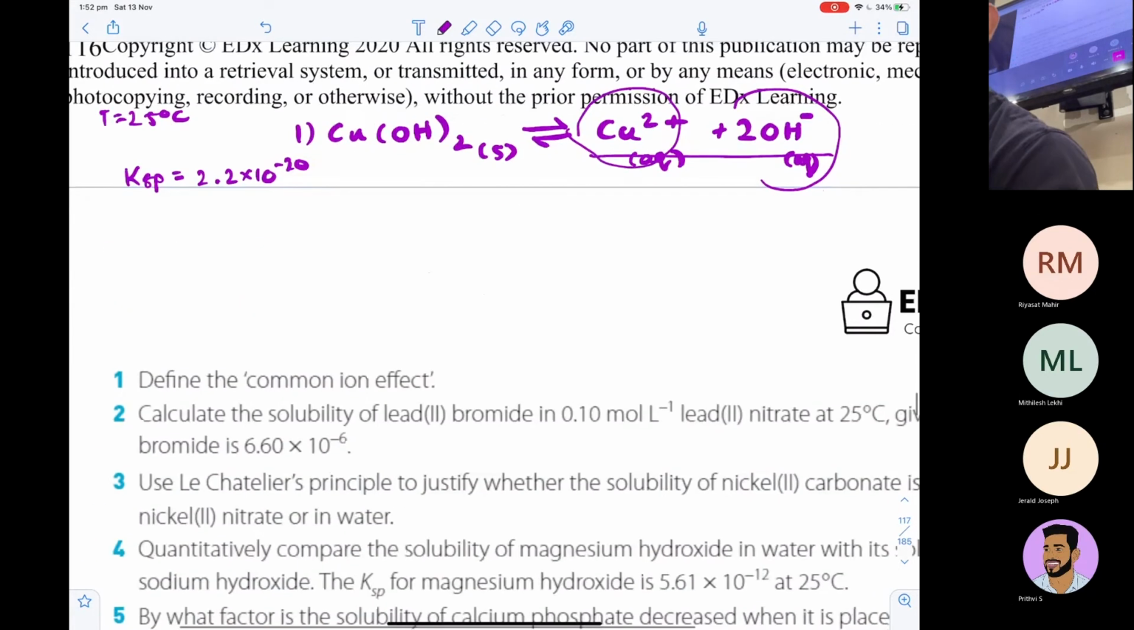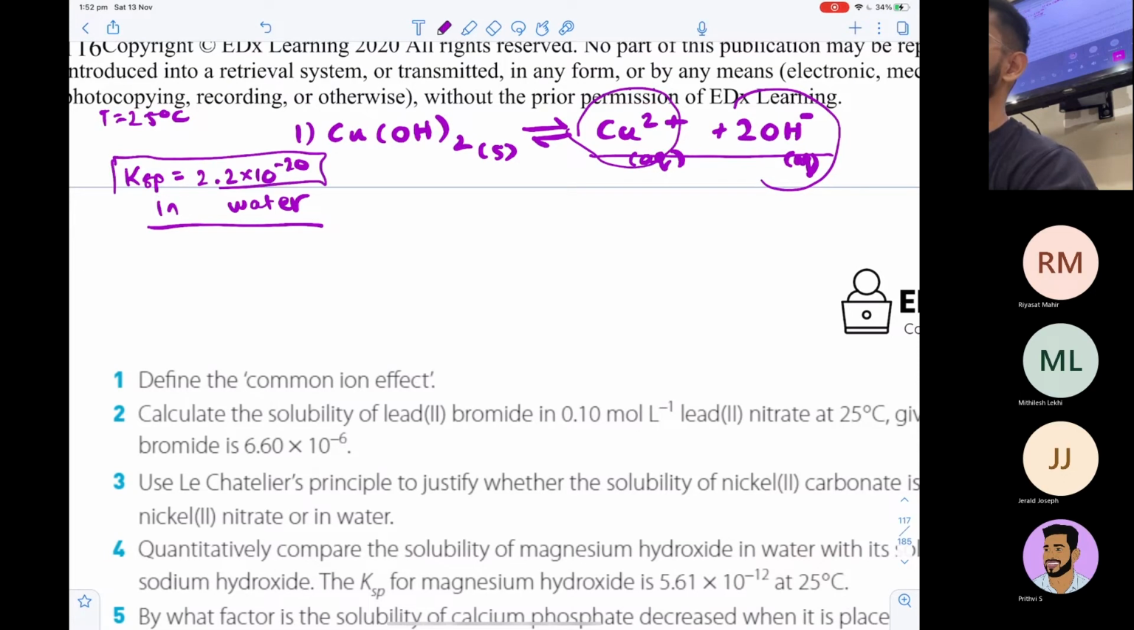So first thing we're going to do is we're going to do a thought experiment in water. So in water, we've got this KSP value. Whenever you have K, especially KSP, what can you find from it?